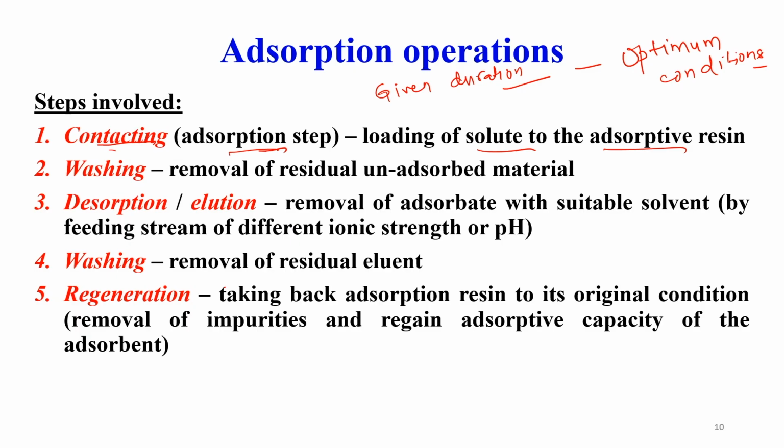Now, next step is you have to remove the residual or unadsorbed material. So, this is called the washing step. Now, third step is the elution or the desorption. Now, we have to remove this concentrated adsorbate material with suitable solvent. Now, once you have removed, again you have to wash to remove any residual eluent, and then next step is, as you have to reuse the adsorbent for multiple cycles, you have to go for regeneration. Then you regenerate, you remove the impurities and regain the adsorptive capacity of your adsorbent.